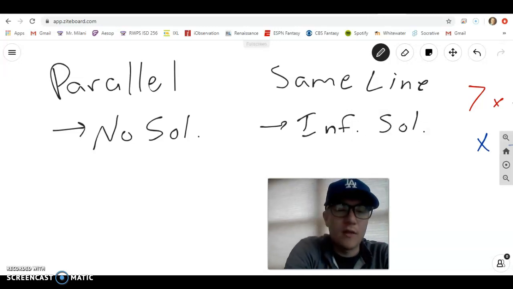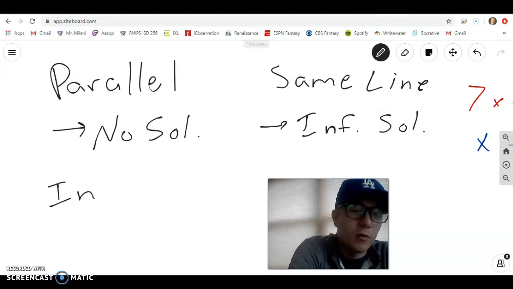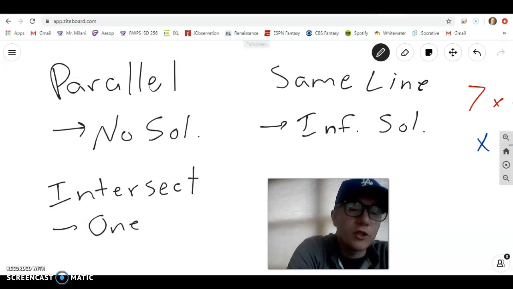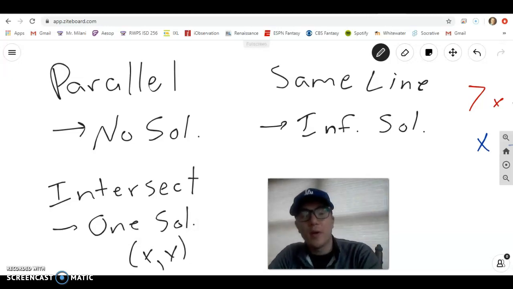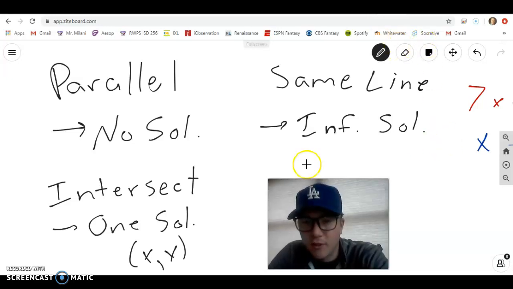Okay? And then the first thing we talked about was if they're going to intersect. So there are three possibilities here. They either intersect and they have that one solution, which is an ordered pair that we talked about. They're parallel, which means there are no solutions, or they're the same line, which means infinite solutions.